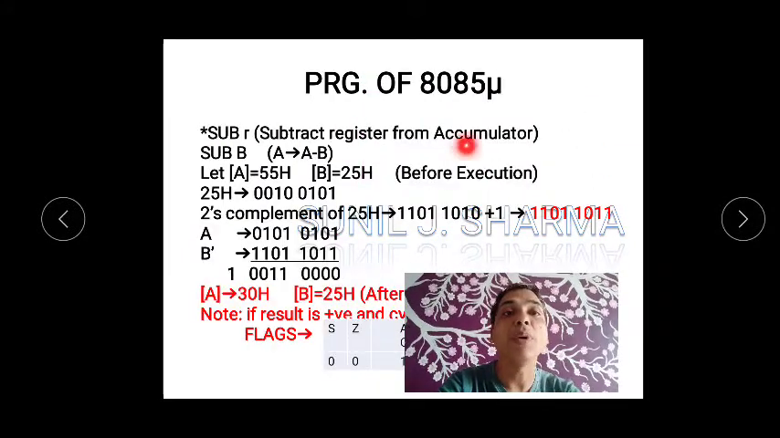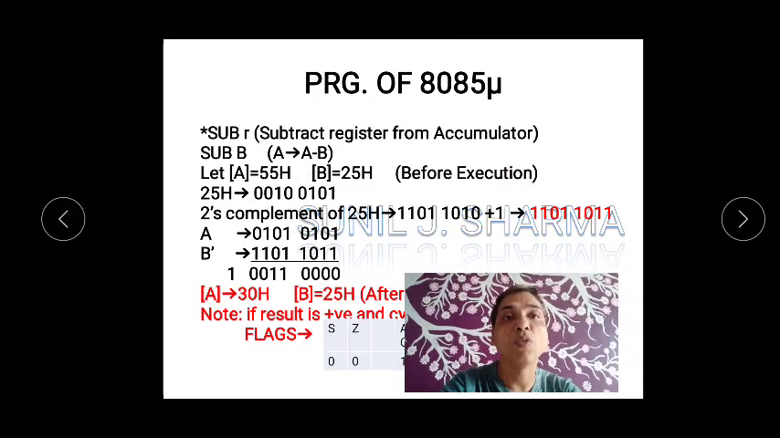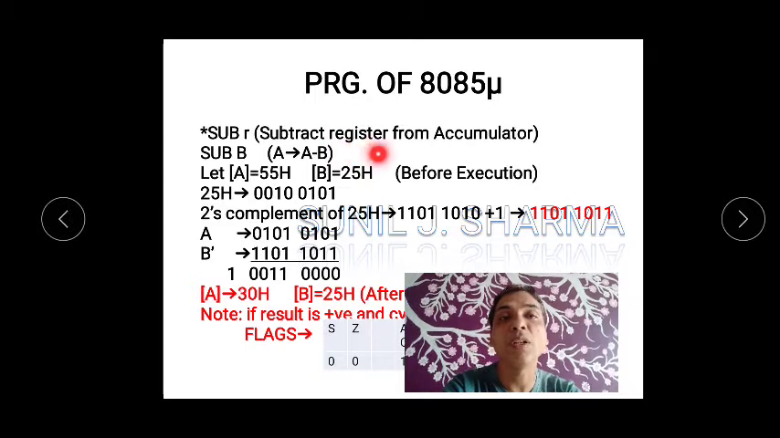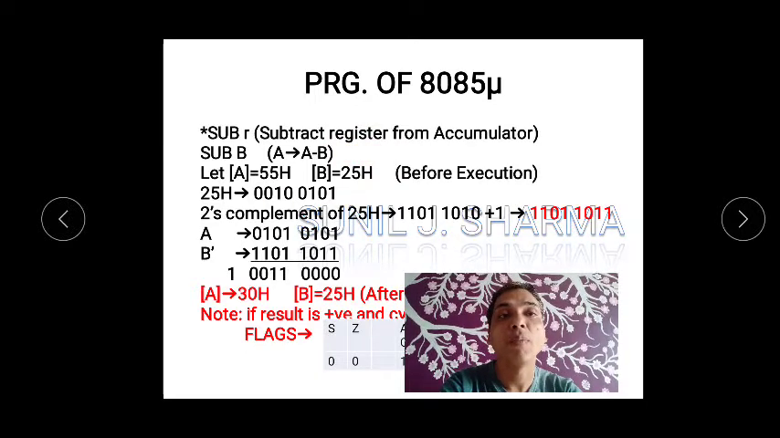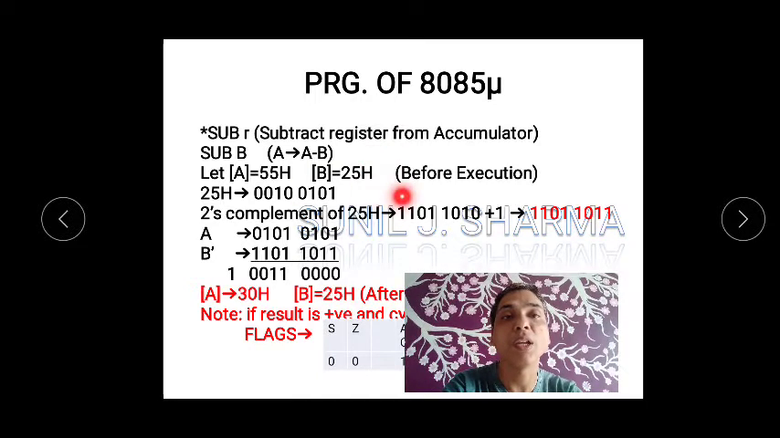Now can you see SUB R? SUB R means A = A - B. I've just assumed that the contents of A is 55 and the contents of B is 25. This is before execution. Remember that you have to take the 2's complement only of the negative number. Before B we have a negative sign, so this becomes a negative number.